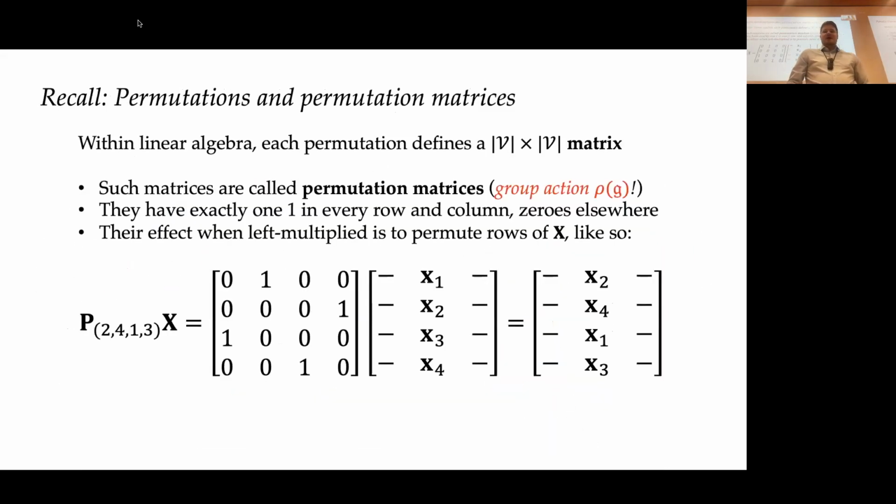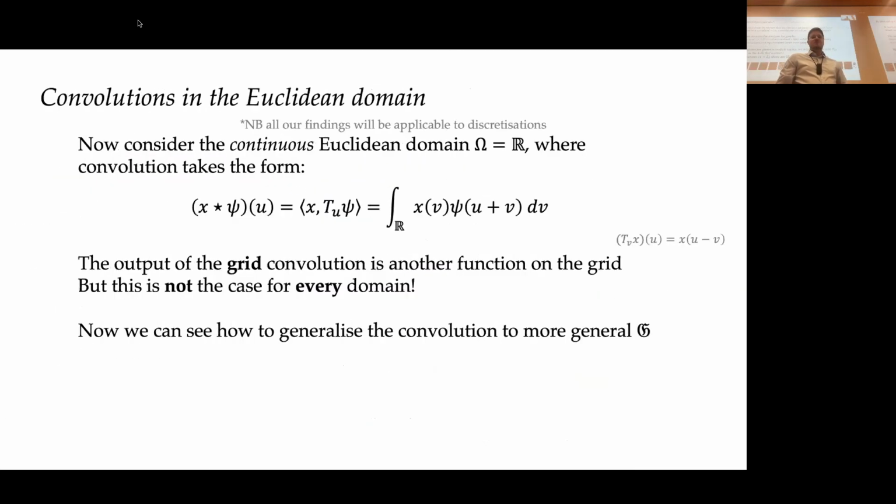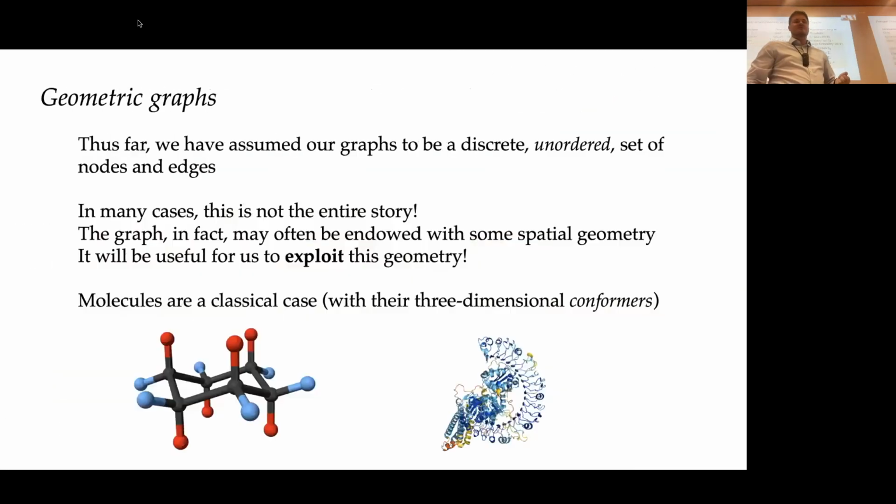Now, I'm going to just skip over these parts. Some of these things should be clear, like permutation matrices are now just general group actions in the case of graphs. I'm going to skip over this so we can talk about specifically geometric graphs, which is something I promised to a few of you.